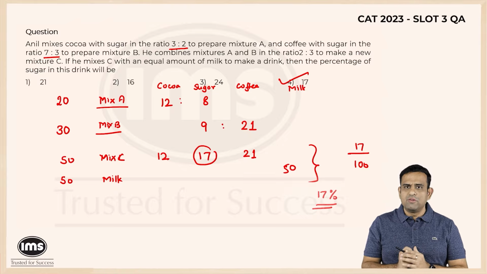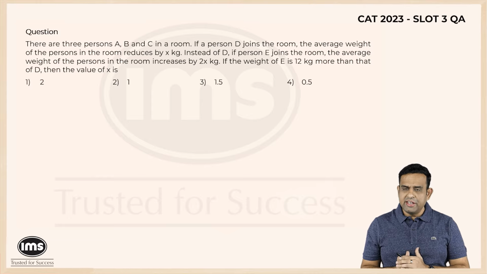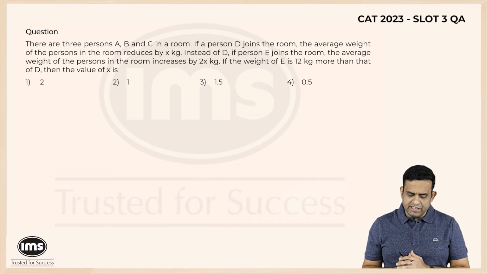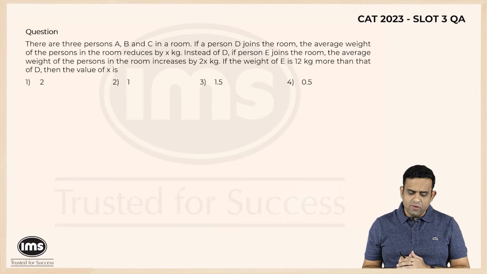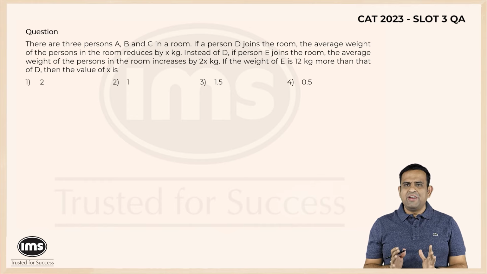So if I look at the rating of this particular question, I would call this to be slightly on the easier side. And if you have seen the difficult algebra, you should find this particular question to be on the easy side. In the next sum, it says that there are 3 persons A, B and C in a room. If a person D joins the room, the average weight of the person in the room reduces by x kg. Instead of D, if another person E joins the room, the average weight of the person in the room increases by 2x kg. If the weight of E is 12 kg more than that of D, then the value of x is how much? So again, a very straightforward problem.